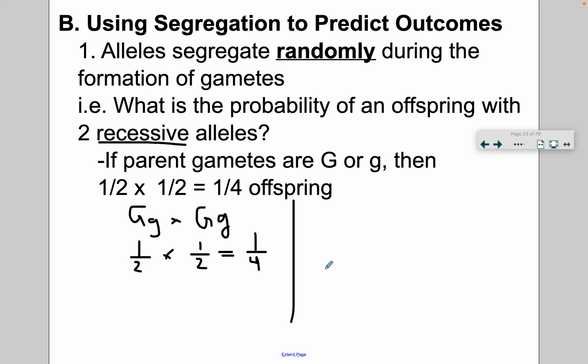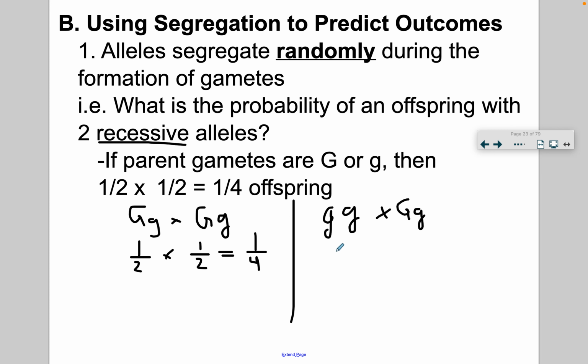Let's say we have a parent that is 2 little g's. I decided I'm going to go 2 little g's. And you have one parent that's big G, little g. And they said, hey, what's the probability of an offspring with 2 recessive alleles?